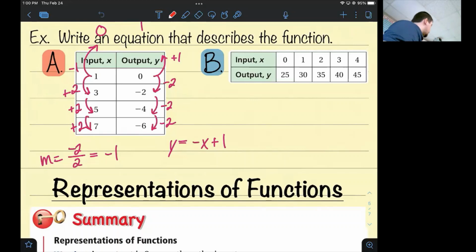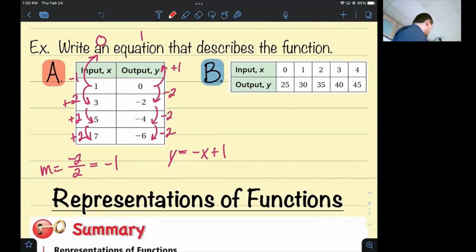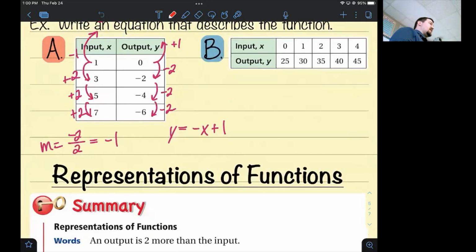Then we were able to, using just a little mental math, figure out what the y-intercept is. Of course, we know the y-intercept is the value we get for y when x is 0, because on the y-axis, all the x coordinates are 0. And so we had to work backwards a little bit, but we found out that it was going to be +1. So our equation in slope-intercept form was y equals -1x plus 1.